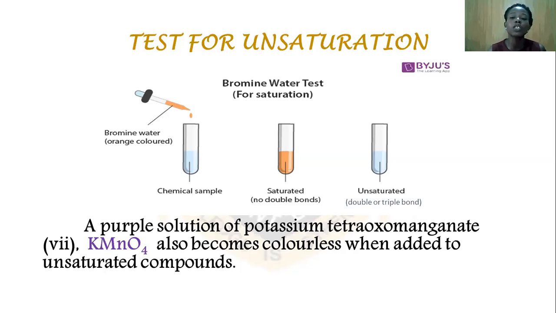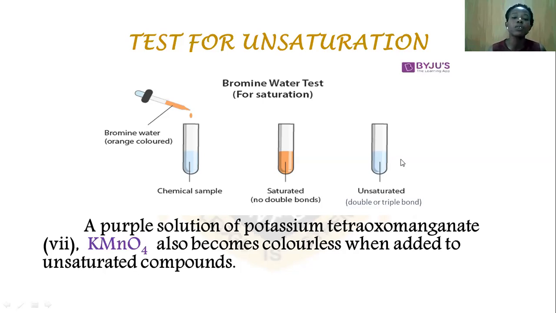So when you add it to the substance, if it is saturated, the bromine color, that's the color of bromine water, will remain unchanged, like what you have here. This is saturated, no double bond or triple bond, so you have this color. The bromine water color will be obvious there. But if there is presence of unsaturation, that means the presence of a double or triple bond, the color of bromine water will change from orange to colorless. So it means unsaturated hydrocarbon decolorizes bromine water.